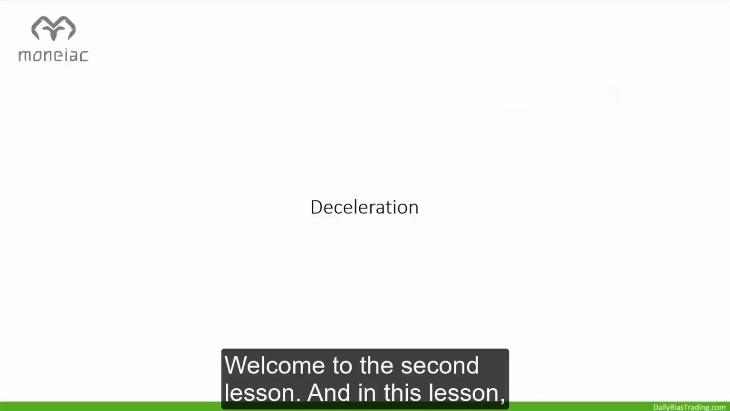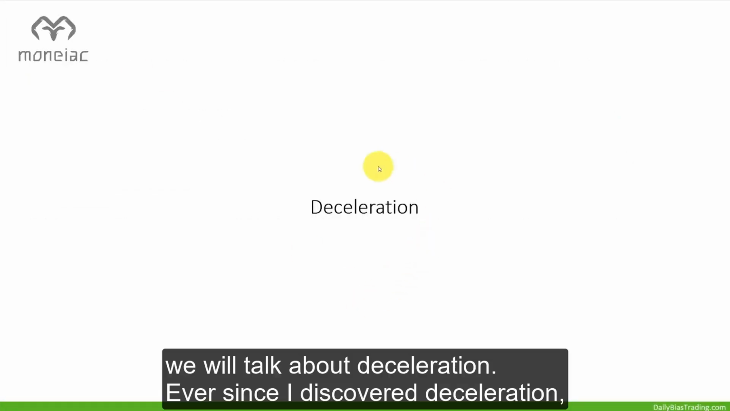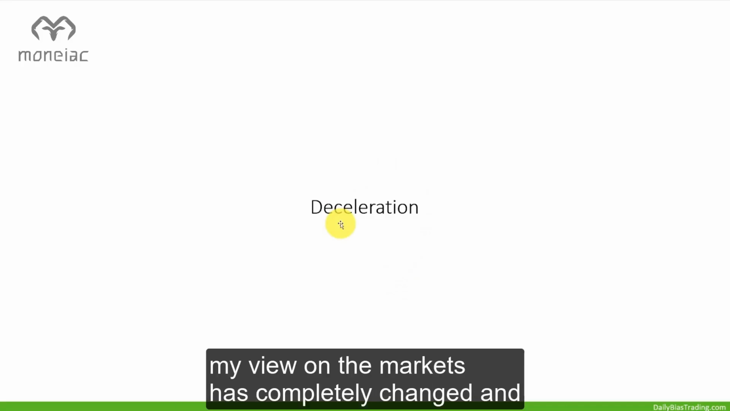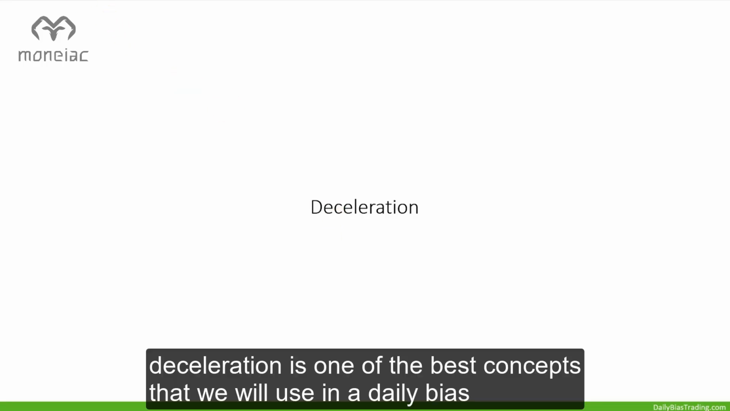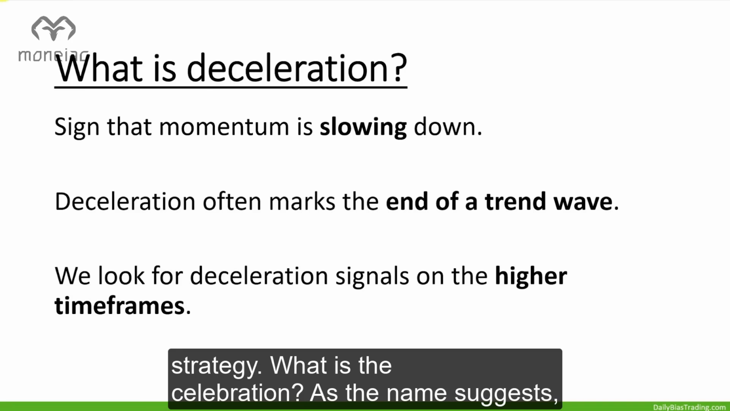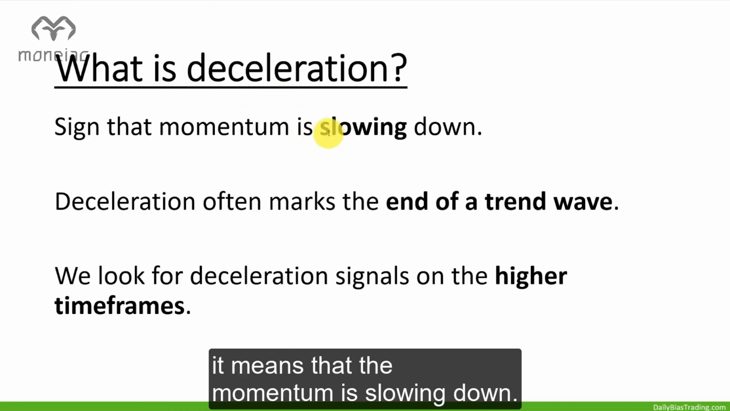Welcome to the second lesson, and in this lesson we'll talk about deceleration. Ever since I discovered deceleration, my view on the markets has completely changed, and deceleration is one of the best concepts that we will use in the daily bias strategy. What is deceleration? As the name suggests, it means that the momentum is slowing down.